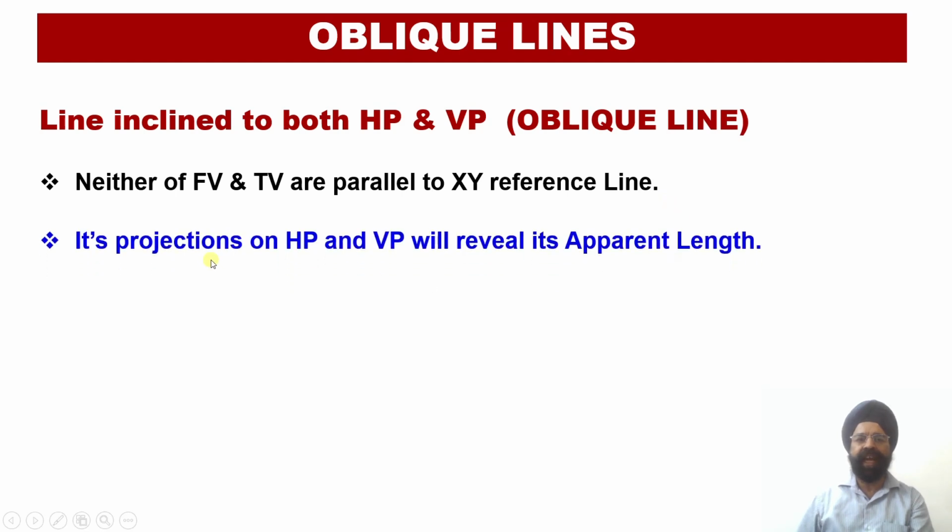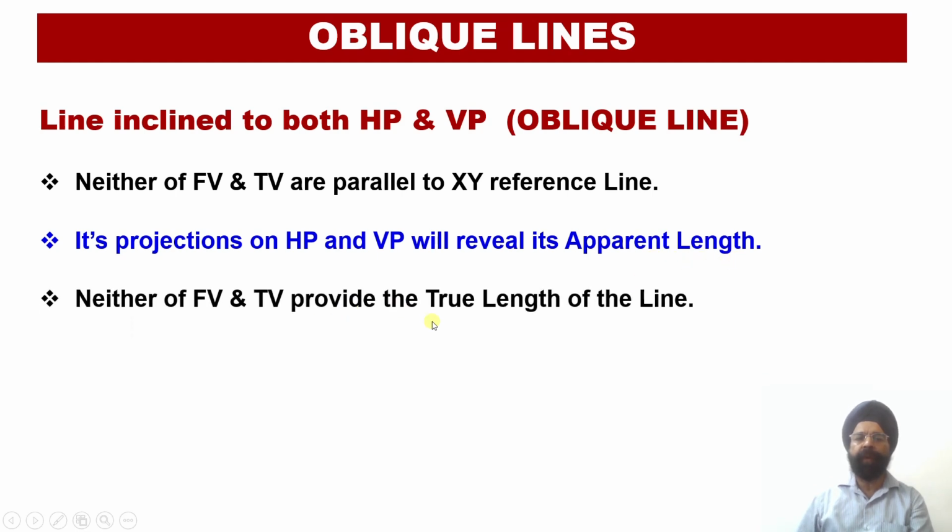Since this line is inclined to both the reference planes, the projections of the oblique line on the horizontal plane as well as the vertical plane will reveal its apparent length, and we will not be able to obtain the true length of the line on either of these two planes.